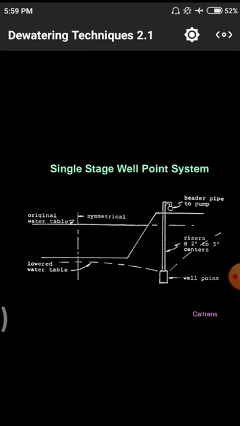This is the single point system. That means a single stage well point system to remove the water. This is the total borehole which goes down into the particular soil, and below it we have the well point. From that well point, we have the total water table. From the water table, we are removing the water by using these pipelines in a soil system.